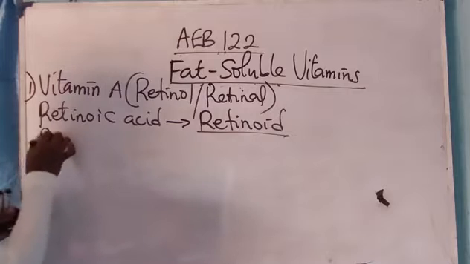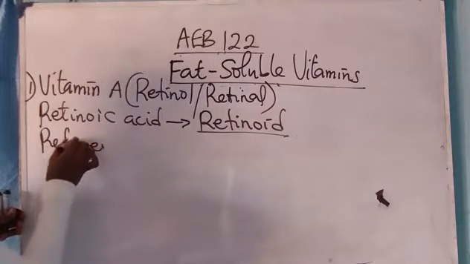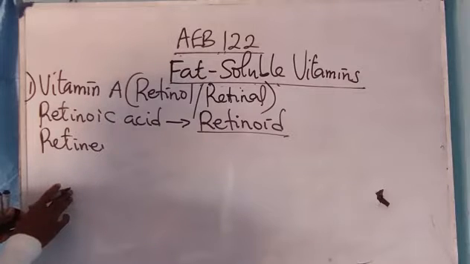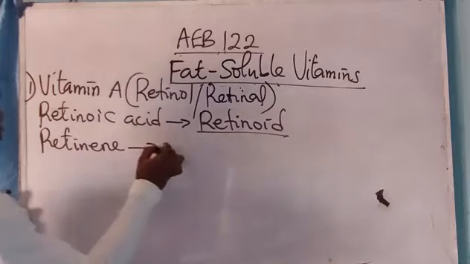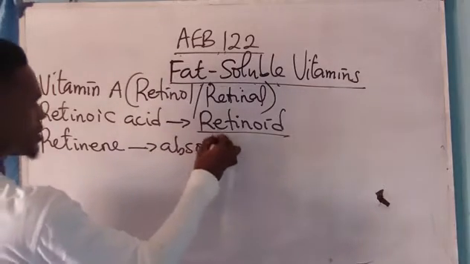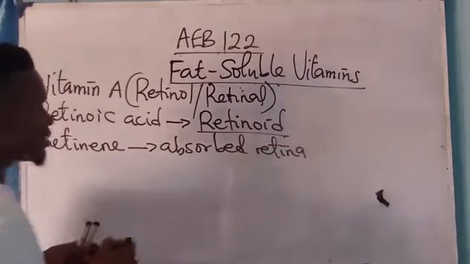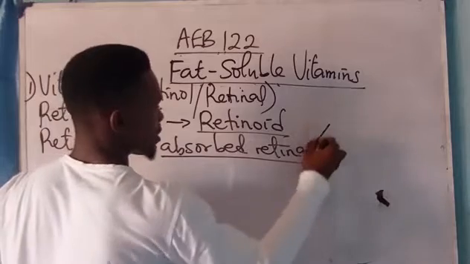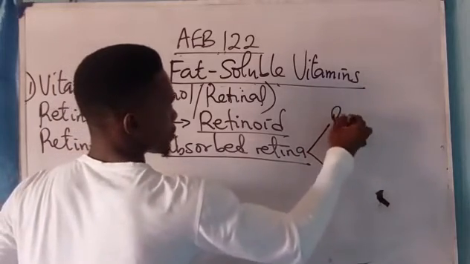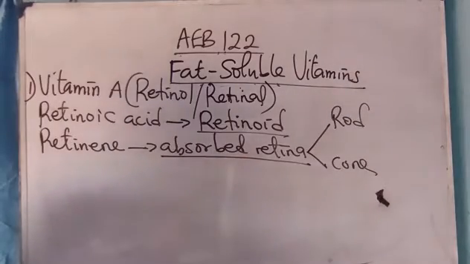Now, retinoid is absorbed by the retina of the eye. You know, the retina is the photosensitive part of the eye, and it is the third layer of the eye. The retina has the rod and the cone.